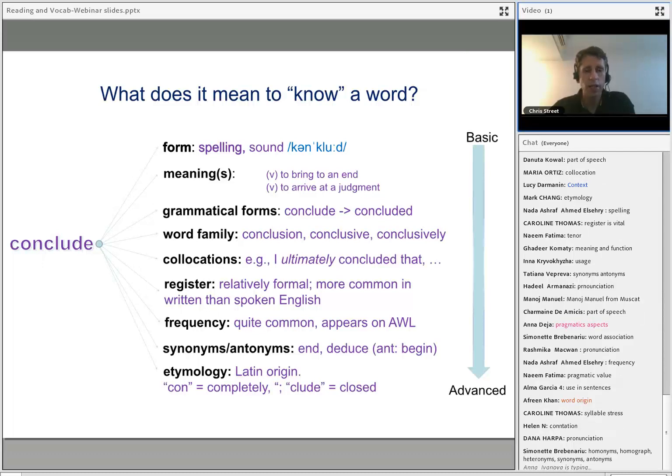Yeah, and that slide is ordered. We start at the top, just knowing the form and the meaning. This is just the basic knowledge of a word, and eventually you learn more and more about a word and get more advanced knowledge.